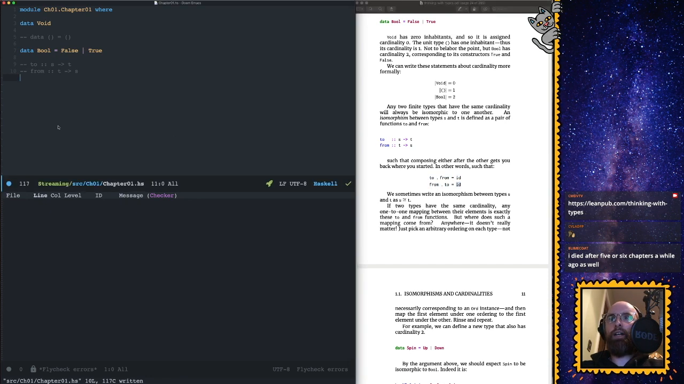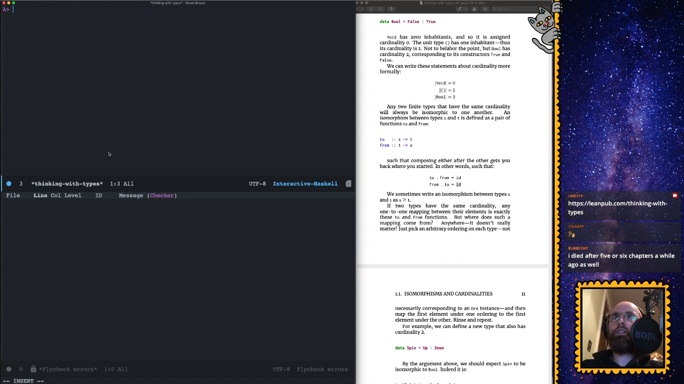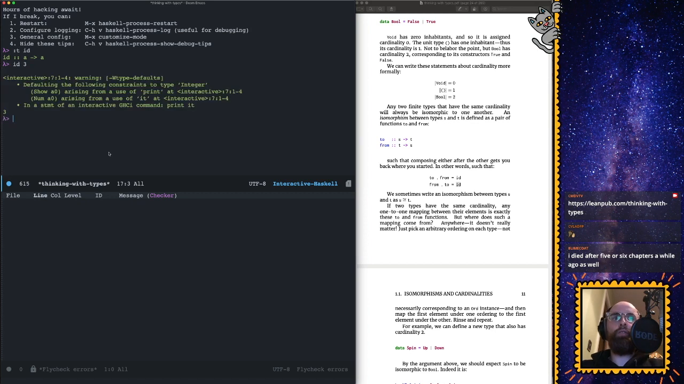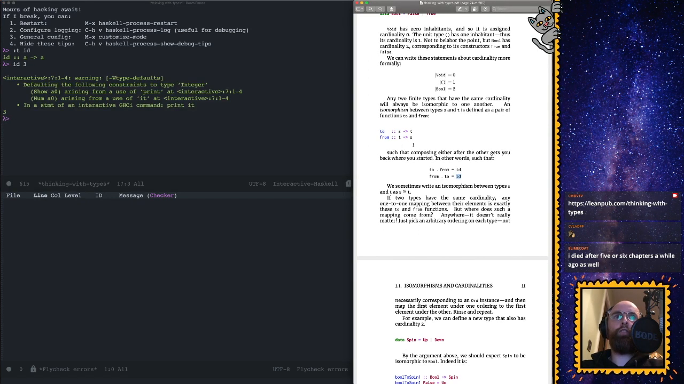If we quickly look at the type of ID, we see it's A to A. So if you use ID, it just returns us 3. So doing a to and from, taking it from S to T and then back from T to S, clearly that's going to be the same as doing an ID. They almost cancel each other out.